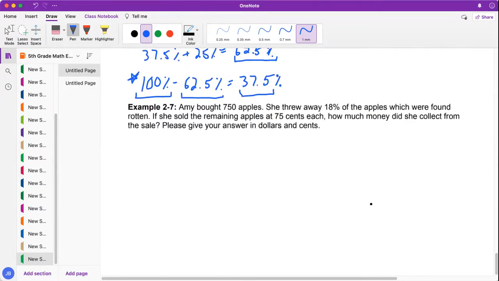So now it says Amy bought 750 apples, and she threw away 18% of the apples, which were found rotten. If she sold the remaining apples at 75 cents each, how much money did she collect from the sale? Give your answer in dollars and cents. So does anyone want to try this one or start us off? Any ideas?